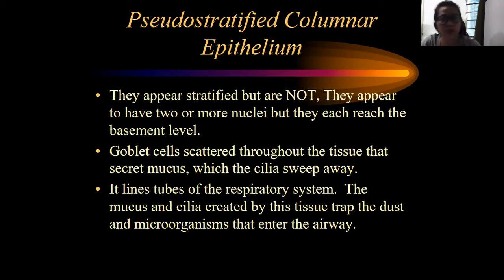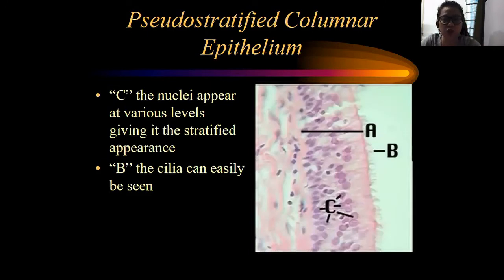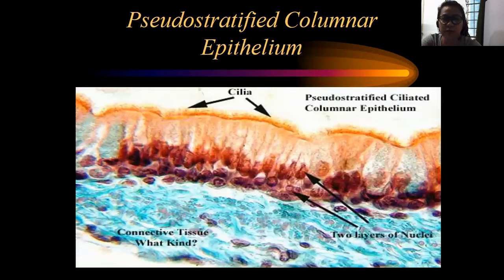These are also like pathogens that may exist from our environment. So the nuclei appear at various levels, giving it the stratified appearance. And the cilia can easily be seen. So these are hair-like structures, which are organs that usually sweep away and are responsible for the absorption of microorganisms.